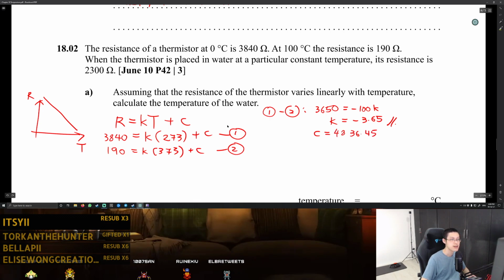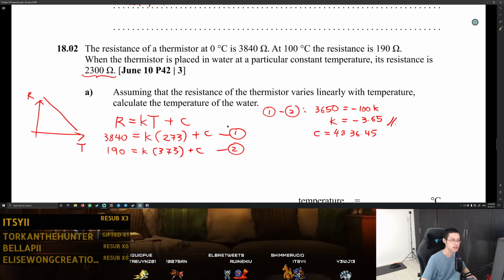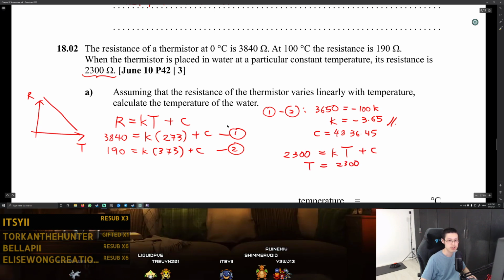Okay. So the water has a resistance of this guy, right? When you put the thermistor, you get a resistance of 2003. So 2003 equals K times the temperature plus C. So temperature must be 2300 minus C over K.